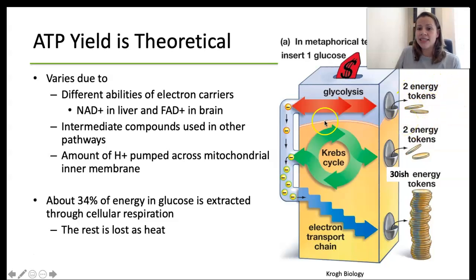So glycolysis would make 2 ATP, the Krebs cycle would make 2 ATP, and then the electron transport chain is going to help facilitate a whole lot more, 30-ish. I've seen anywhere from 30 to 34, so it depends. This is how we get most of our ATP, and this is actually not that efficient. About 34% of the energy in glucose is extracted through cellular respiration, and the rest of it is lost as heat.